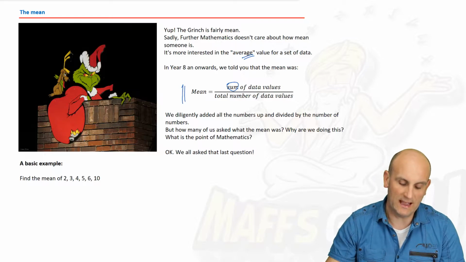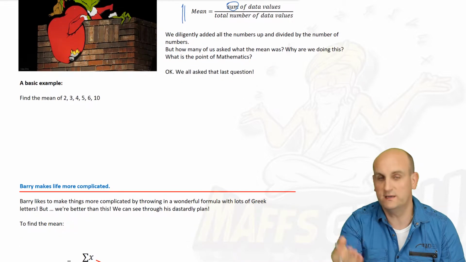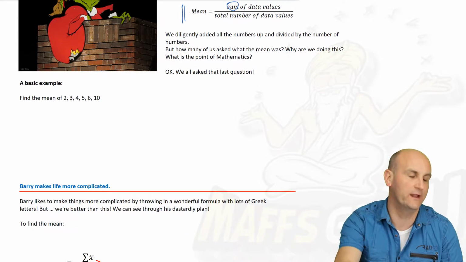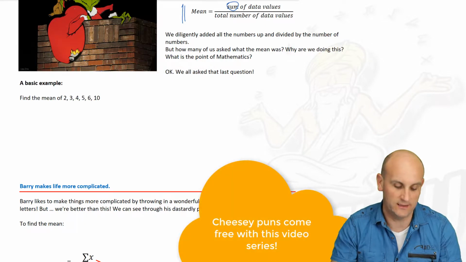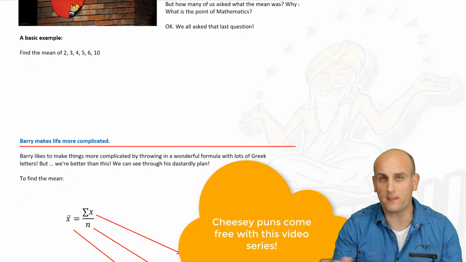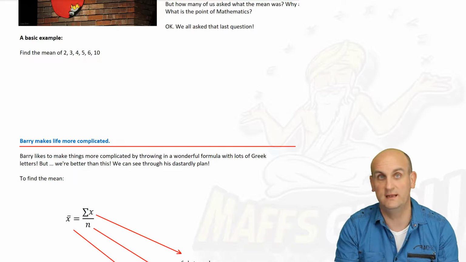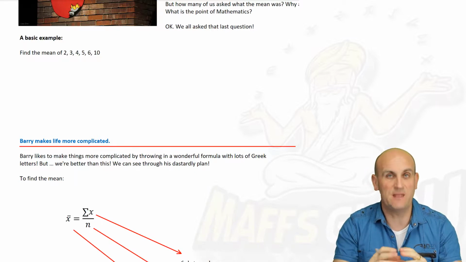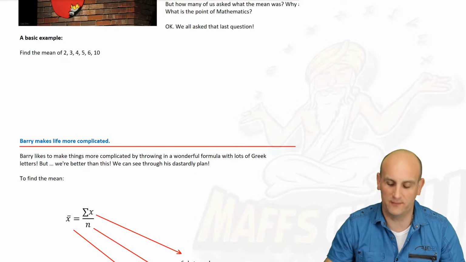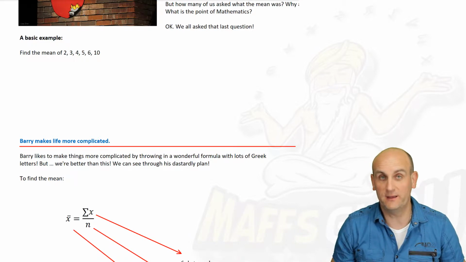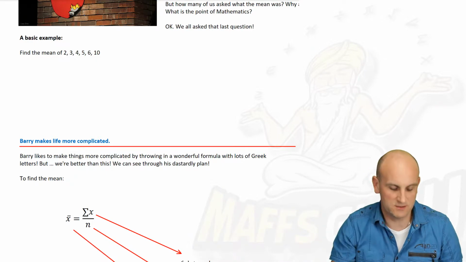We've diligently done that, but how many of you have ever asked what the mean is? Why do we do it? What is the point of mathematics? Okay, I know, we all ask what the point of mathematics is. Don't be mean. Don't be mean, see what I did? Anyway, to this day, I still haven't found a way of explaining what the mean is, other than to say it is some average value. It's a mathematically statistical way of finding the middle value. Sorry, can't be any more help than that. If you do know, leave me a message in the comments below and let me know.